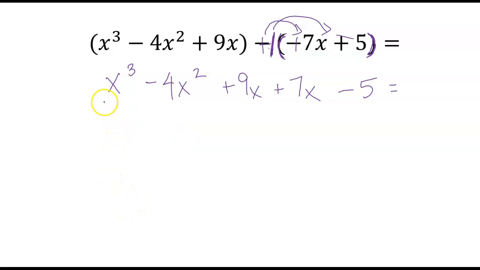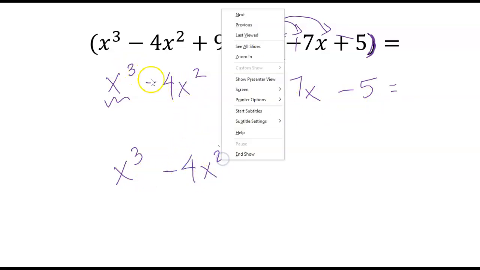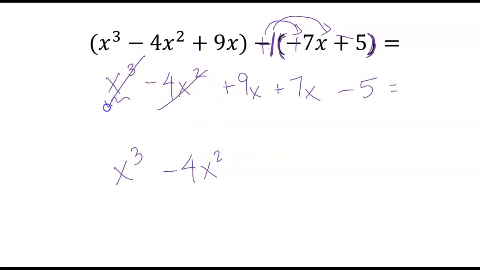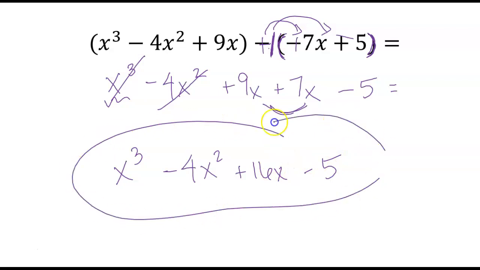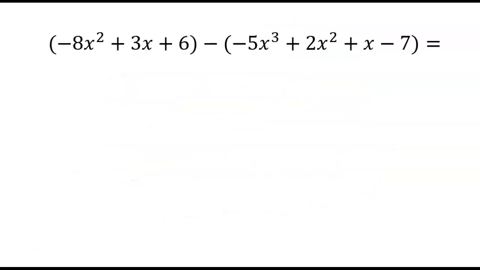So now I'm looking for like terms. X to the third is the only x to the third there. Same with x squared. So there are no like terms with x to the third or x squared, so those will just stay the same. 9x and 7x are like terms, so I can add those together. 9 plus 7 is 16, and then -5. So there is our polynomial result of the subtraction.